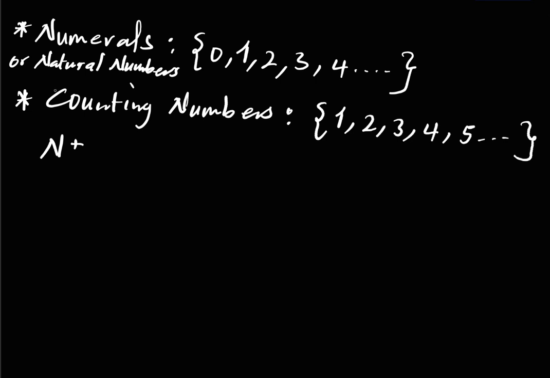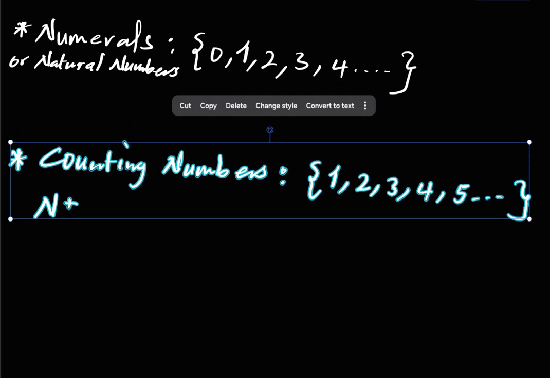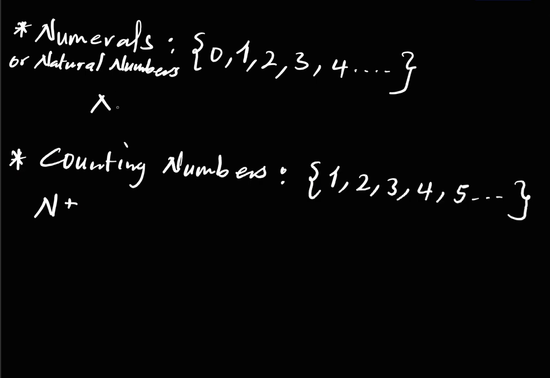And the symbol that is used to represent natural numbers or numerals is the capital letter N without any plus sign on top of it. Counting numbers are represented by the capital letter N with a plus sign, as you can see here, while natural numbers or numerals are represented by the capital letter N.